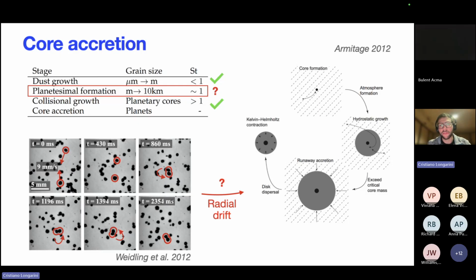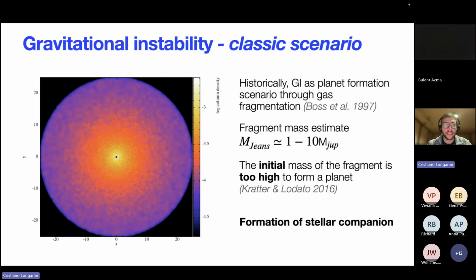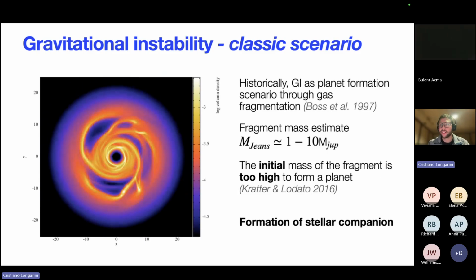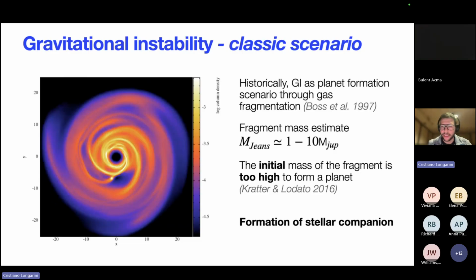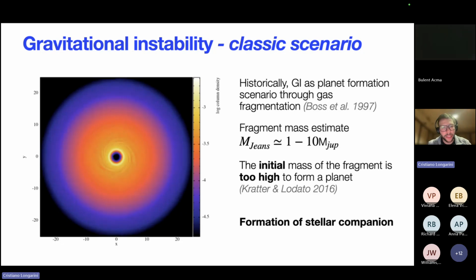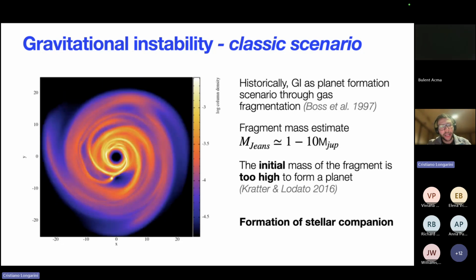So how can we go from millimeter size to meter and kilometer sizes? The main problem here is the radial drift. An alternative theory is gravitational instability, and I call here gravitational instability the classic scenario. Historically, gravitational instability is thought of as a planet formation scenario since, as you can see from this hydrodynamical simulation, under given conditions, a self-gravitating spiral of a protoplanetary disk can fragment, forming a gravitationally bound object that has an initial mass of the order of 1 to 10 Jupiter masses.